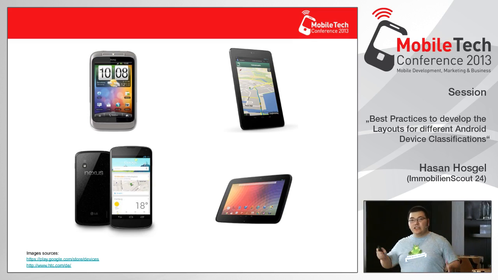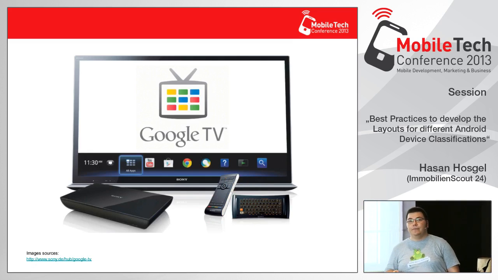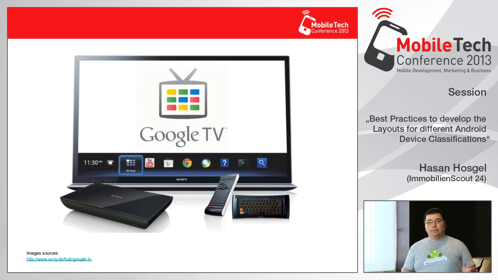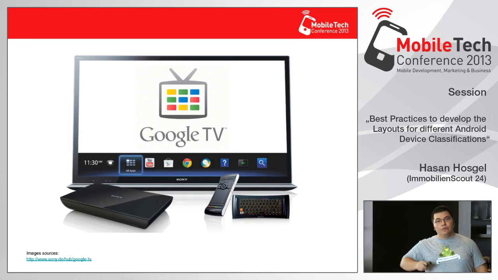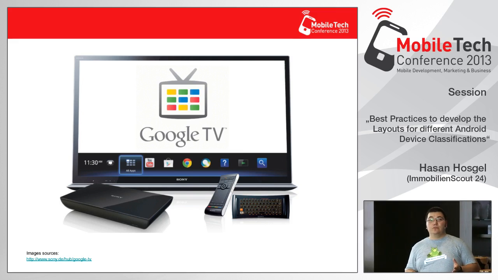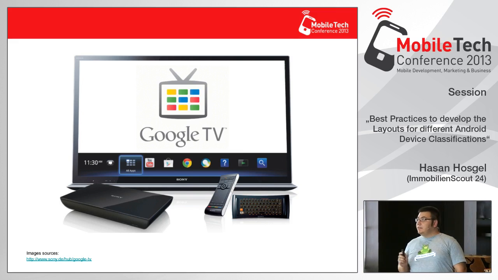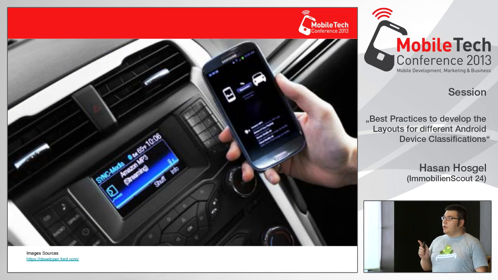There are also larger ones, like 2 years ago, Google announced the Google TV. In Europe, it has not really spread. But in South Korea, for example, all broadcasters use Google TV as their receiver. So if you want to aim for South Korea, for example, you should offer an application which runs on Google TV. And last year, for example, there was another device classification, the car from Ford.